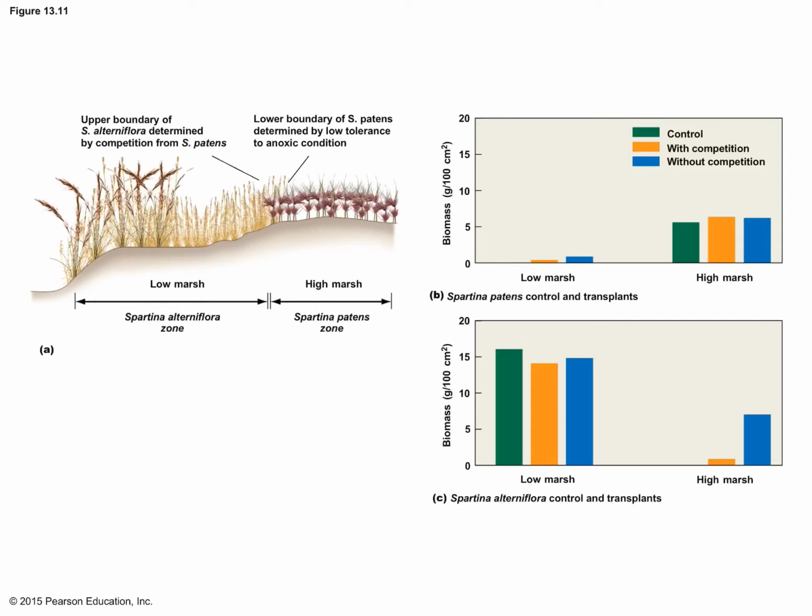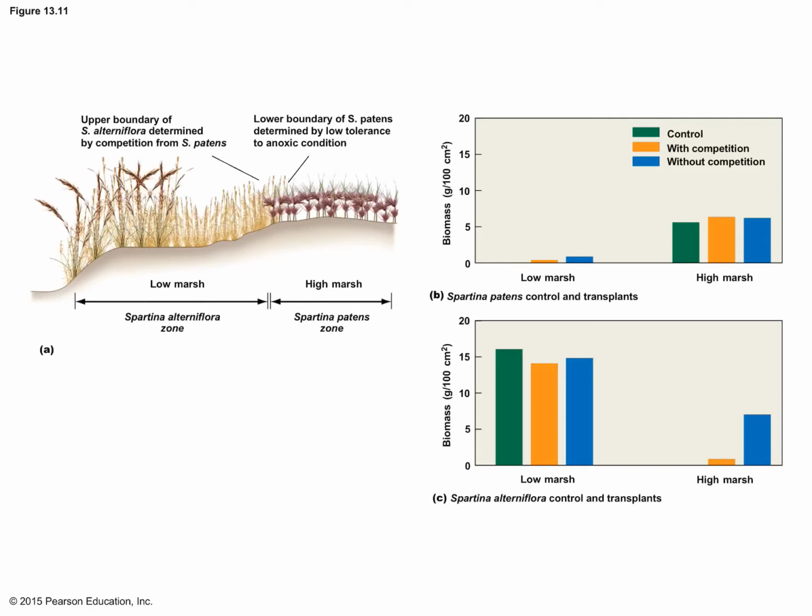S. alterniflora grew well in high marshes when it was transplanted there without competition, but when there was S. patens present, S. alterniflora was excluded in those high marsh habitats. So S. patens then seems to be limited to the high marsh. It cannot tolerate the environmental conditions in the low marsh, and S. alterniflora can live in both, but is excluded from the high marsh by S. patens.